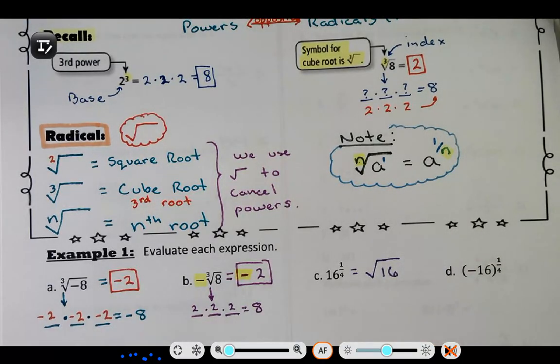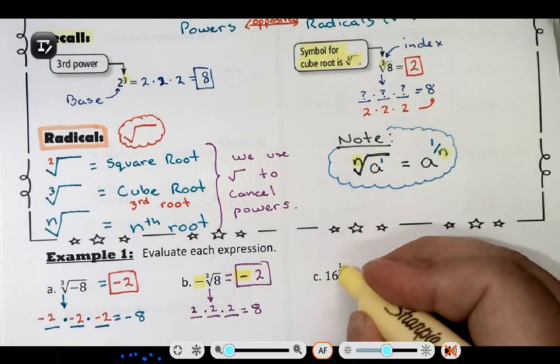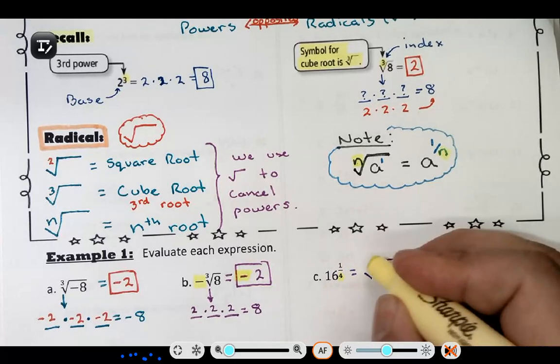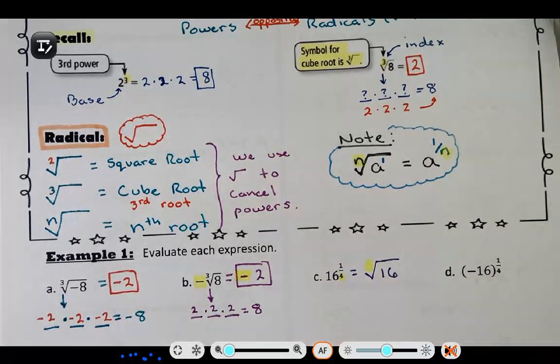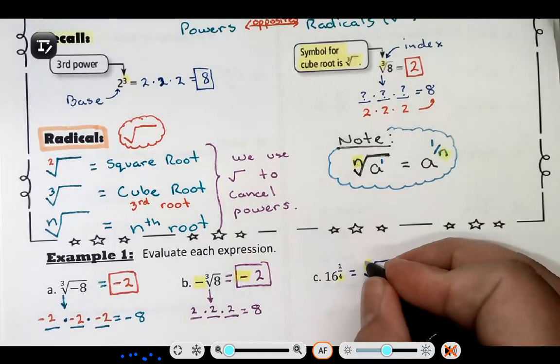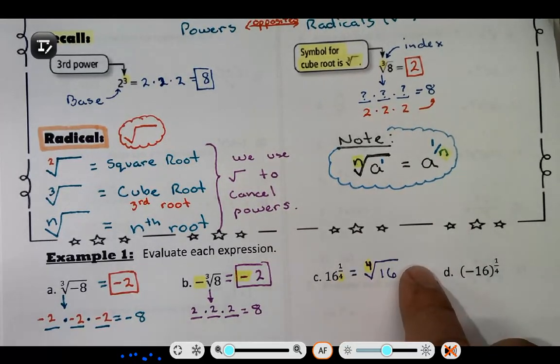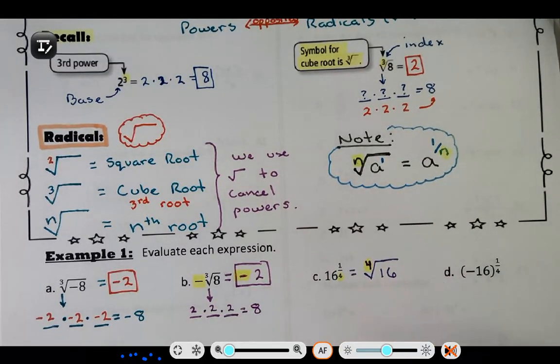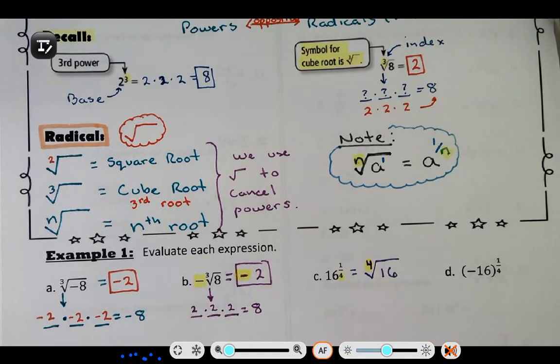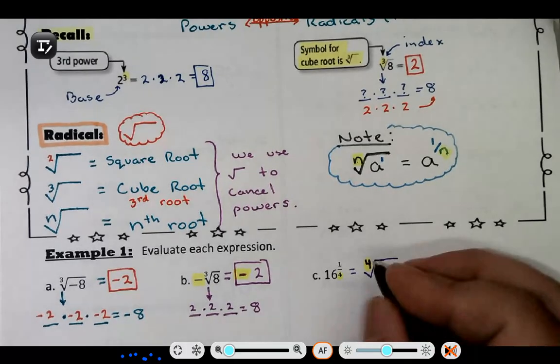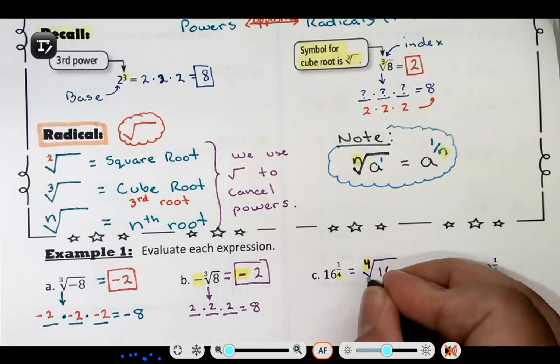And now let's look at our index. Our index is the 4, which would go right here. So the denominator is what we write out here. Now, there's just a 1 on top, so we don't have to worry about writing a 1. But now that's the problem that we're going to answer. So we finally get something different here. So for this problem, it says, I want the 4th root of 16.